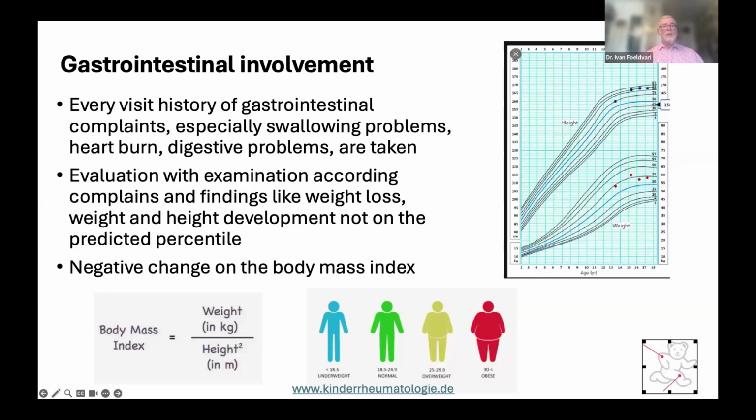The next organ was the gastrointestinal involvement. And here at every visit, they will clinically ask about complaints, whether the patient has problems with swallowing, heartburn, digestive problems, stool frequency, and so on. And you look at the weight and height, and in children especially the growth. Here you see a normal percentile, and here you see a child flattening during the disease. Normally, you always want the children to stay on the same percentile and develop on the same percentile.